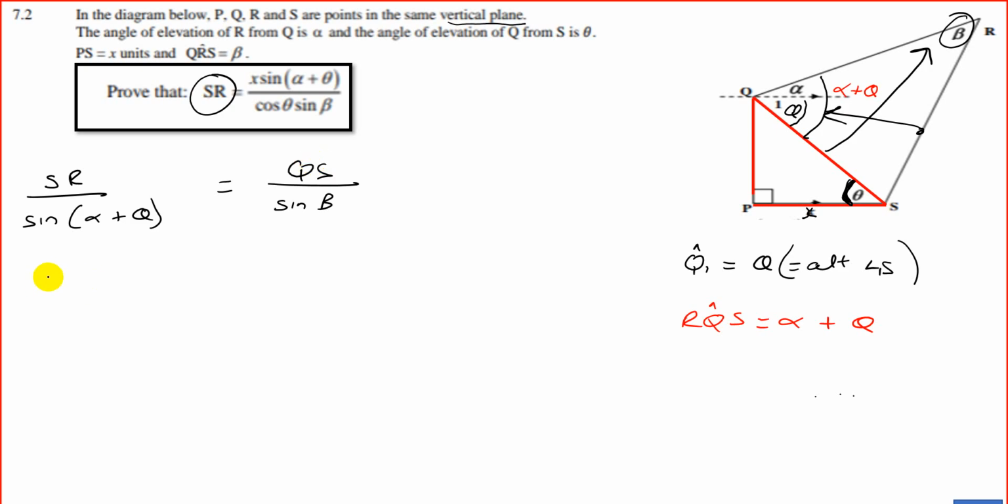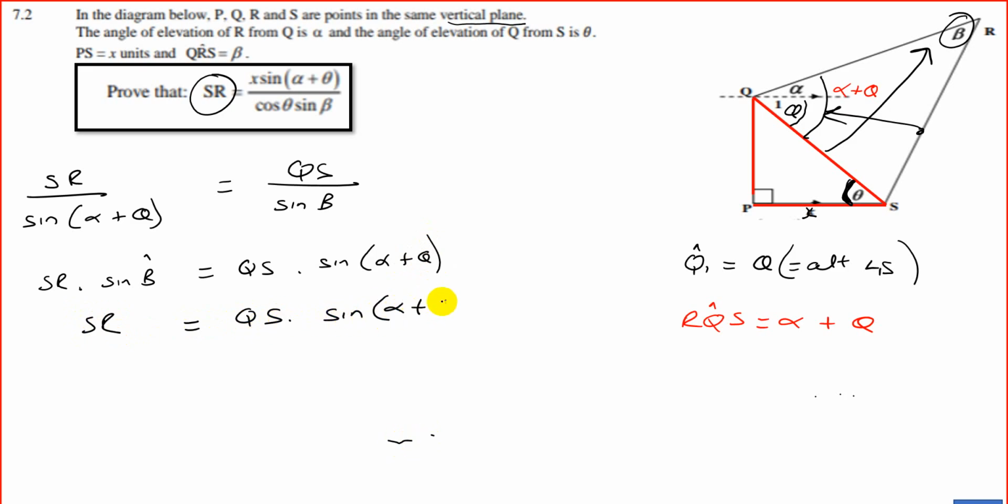So let's quickly cross multiply. We're going to get SR times sine beta is equal to QS times sine of (alpha plus theta). When I solve for this, I'm going to divide both sides by sine beta. The problem I have, as I mentioned, is that I need to find QS.